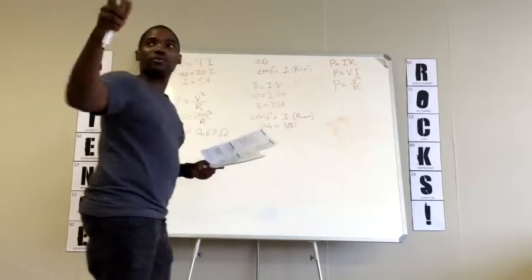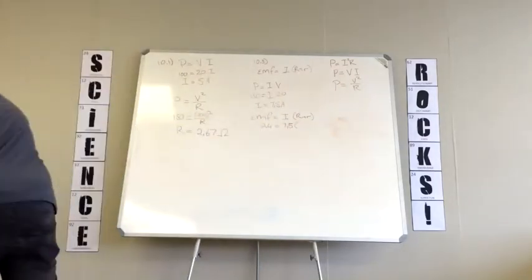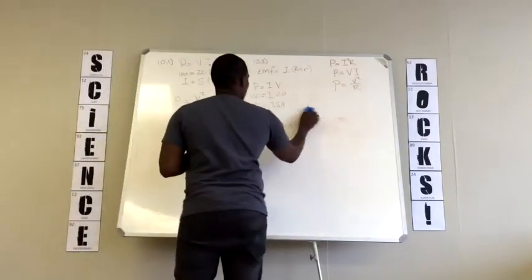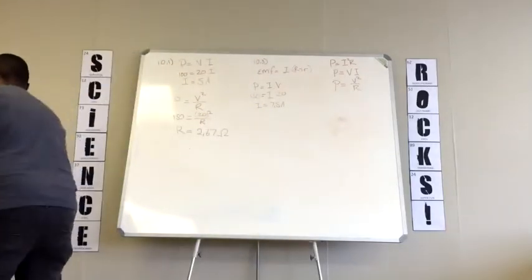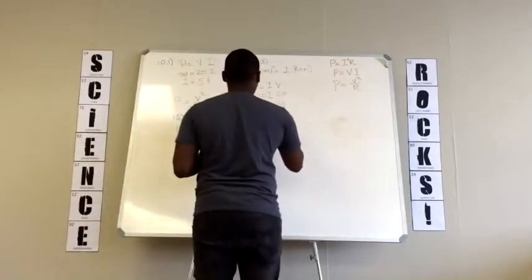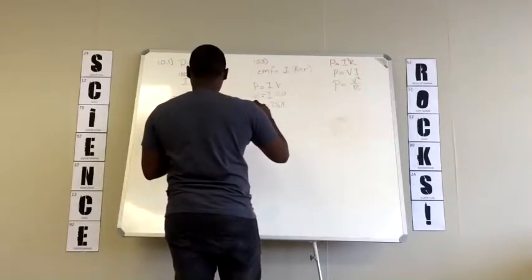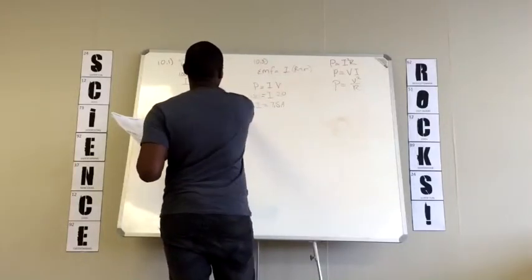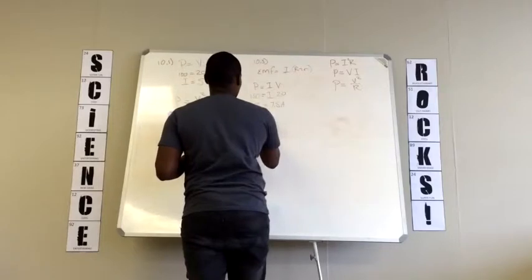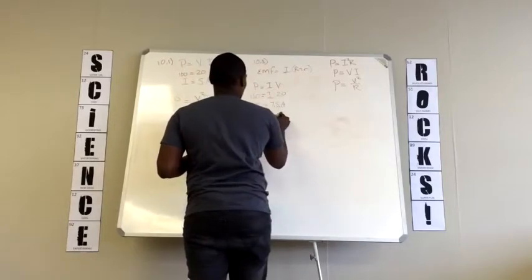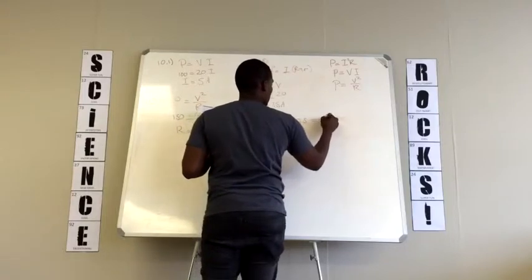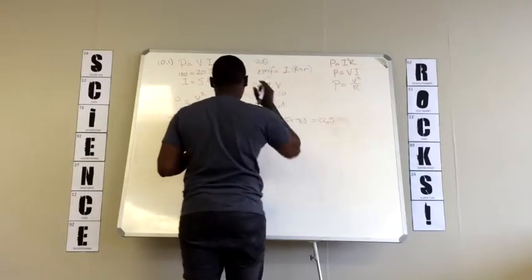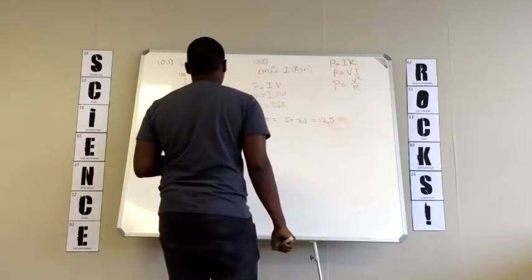Sorry, thanks for that. Actually, we're supposed to add them together. So the current in the one above was 5, and this one is 7.5. So my I total is 5 plus 7.5, which will give us 12.5. And how do I get my total resistance?